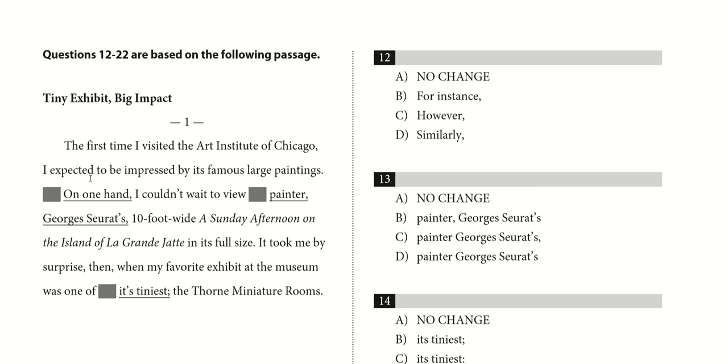Lastly, D. "Similarly." So that means, of course, that what you're about to say is going to be somehow similar or analogous to what was said before. In this case, it's definitely on the same topic, right? But it's not similar. There's no similarity here. We're just expanding upon the idea that I expected to be impressed. So D is out, which leaves us, of course, with B.